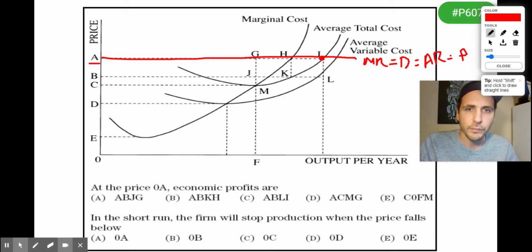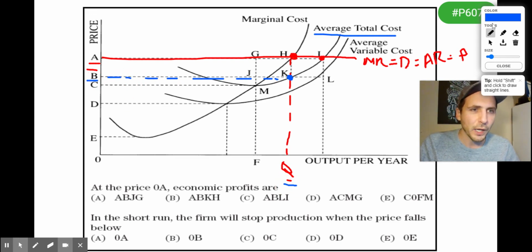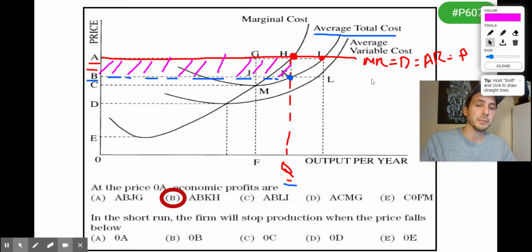Well, right here is going to be the quantity that I produce. That's quantity. So total revenue is going to be A times Q. Total cost, though, are going to be at this quantity. I'm going to dash up until I hit average total cost, which is right there. So the total costs are going to be B times Q, which means that our profit is going to be this distance right here between my total cost and my total revenue. It's going to be A, H, B, K, or A, B, K, H.